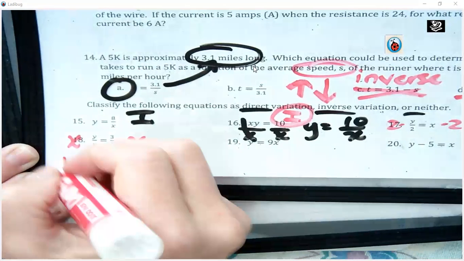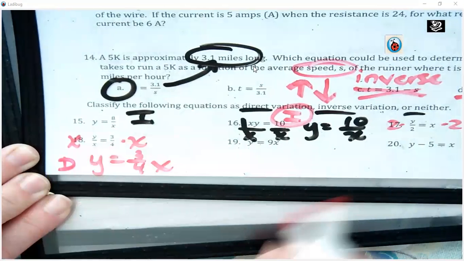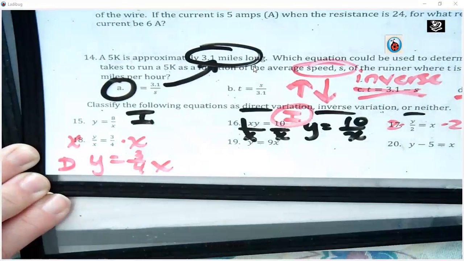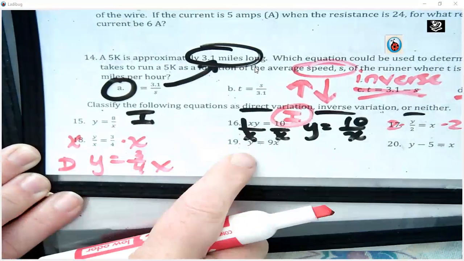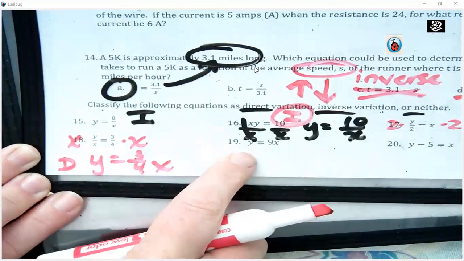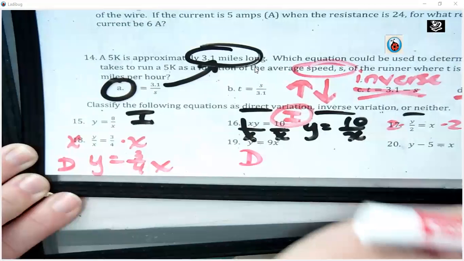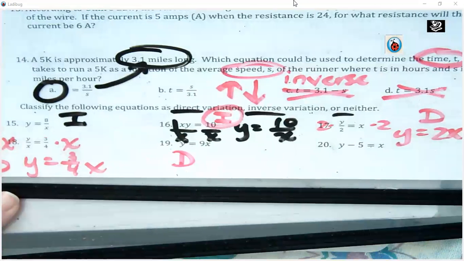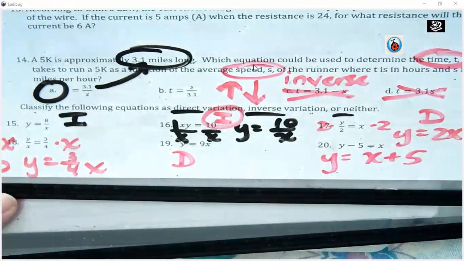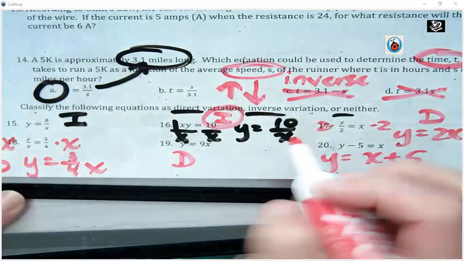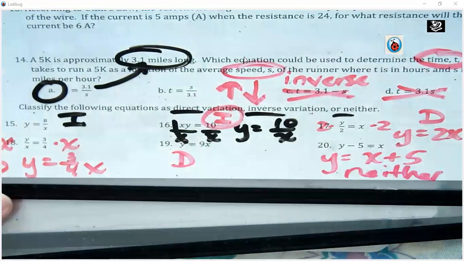That is direct, okay? Number 19, y is already solved. Somebody who has an answer, somebody new, is this one going to be direct, inverse, or neither? Direct. Thank you, Jay. That one is direct. On 20, what do we have to do first? Add 5. Good, so I get y equals x plus 5. What are we thinking for that one? Neither, because it can't have a plus or a minus.